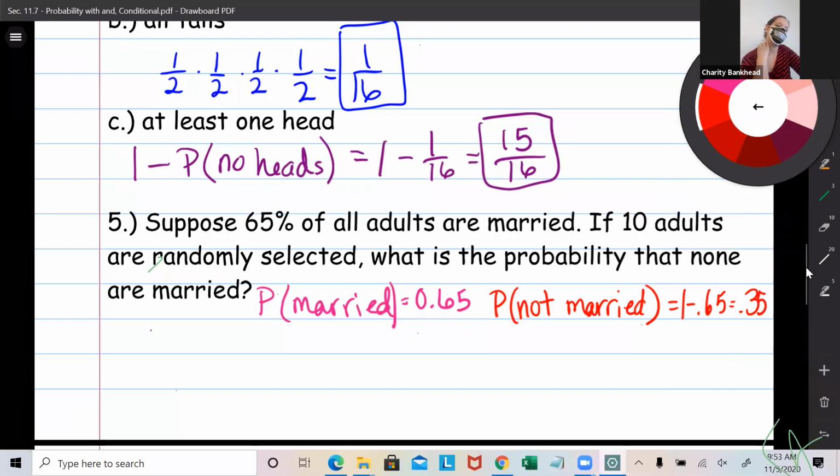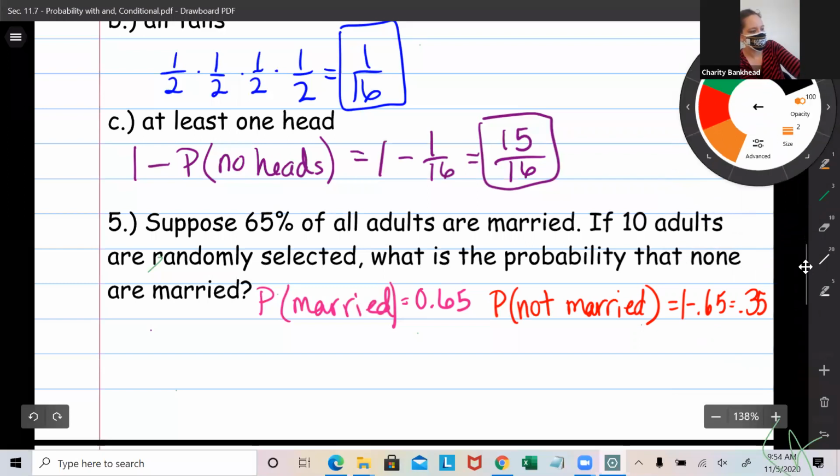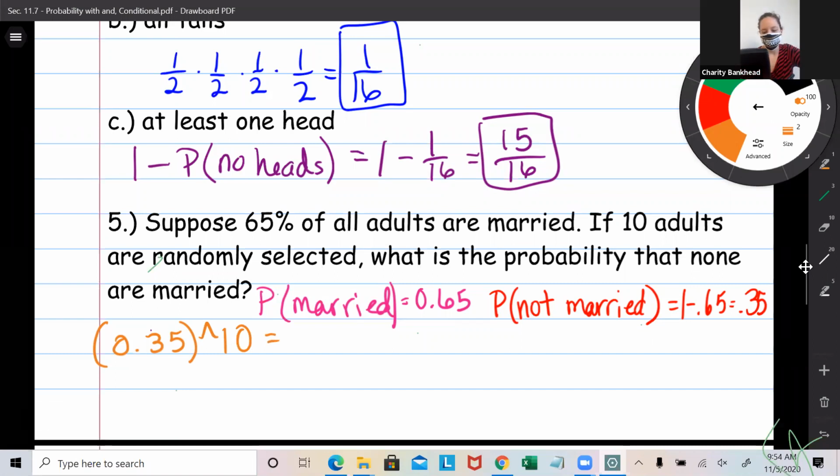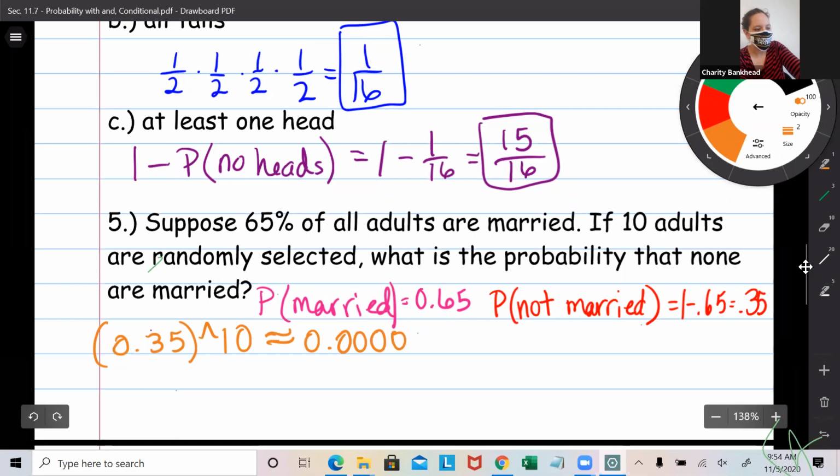All right. So if you randomly select 10, then the probability that all 10 of them are not married would be 0.35 raised to the power of 10, because you do 0.35 times 0.35 times 0.35 10 times, or in other words, raising it to the power of 10. So approximately 0.0000, let's say 28.